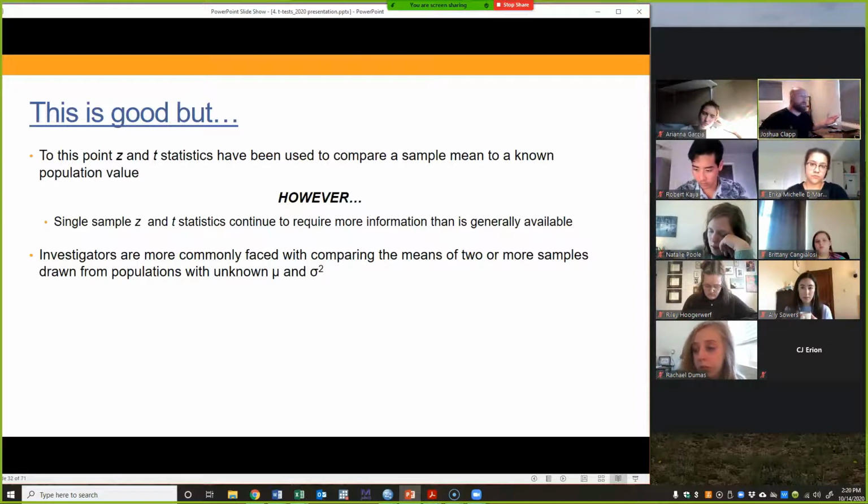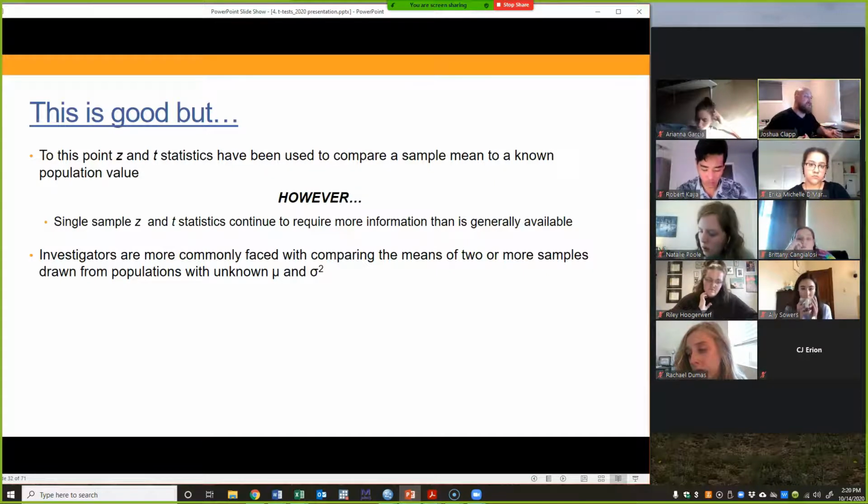Erica, you don't know what the population values are, right? And so we're sort of out of luck in terms of a Z or single sample T, because we need to have some hypothesized value, right?